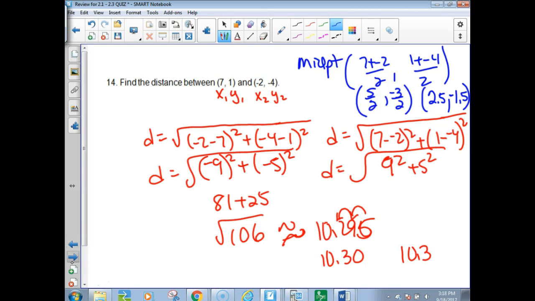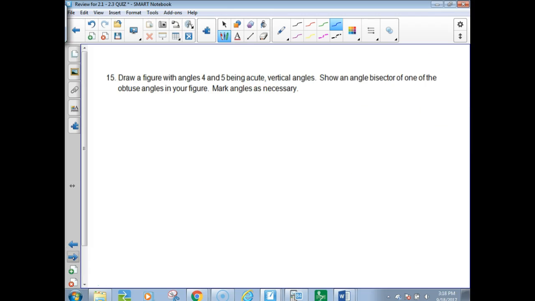Okay, I would like someone to describe for me what I should draw. I'm going to draw a figure with angles 4 and 5 being acute, and they're vertical. I need to make some vertical angles. What should I do to make some vertical angles, please? Olivia? All right, do you want me to make an X going like that or like that big one? Doesn't matter? It doesn't matter. So you can have this or this.